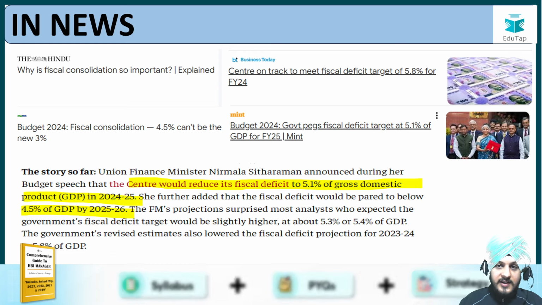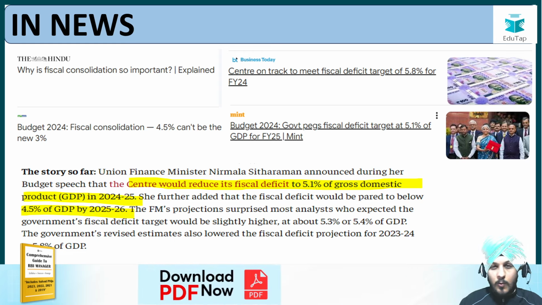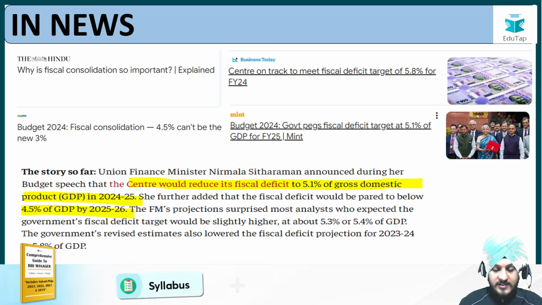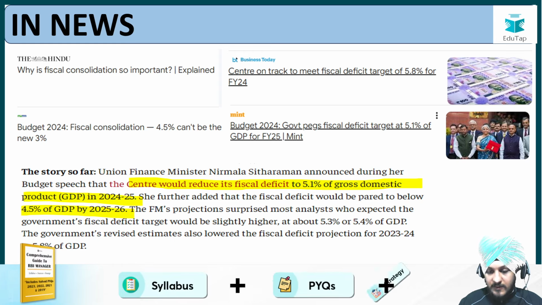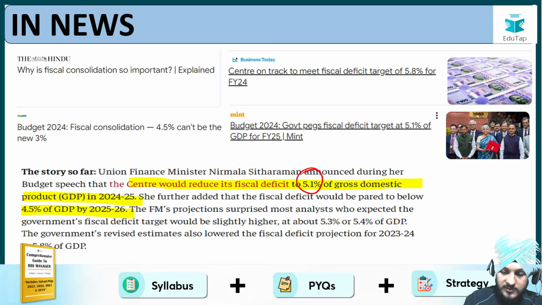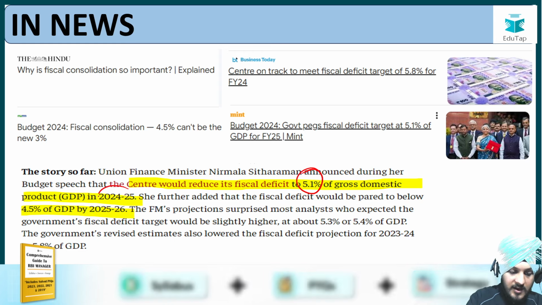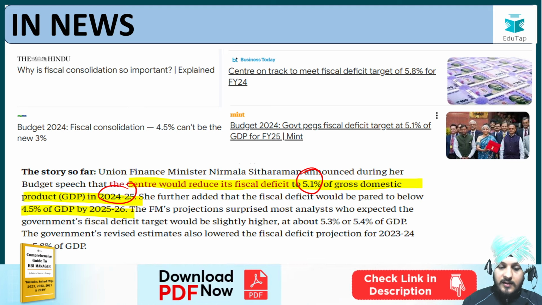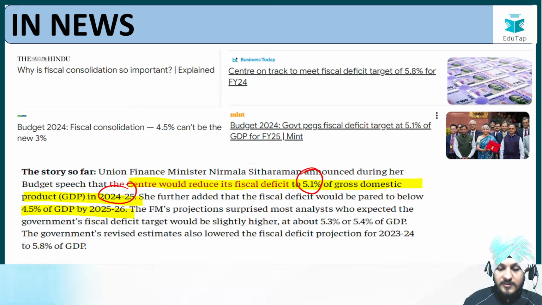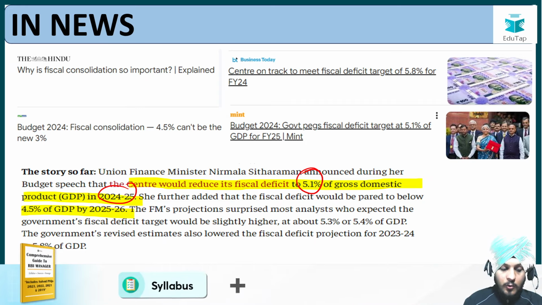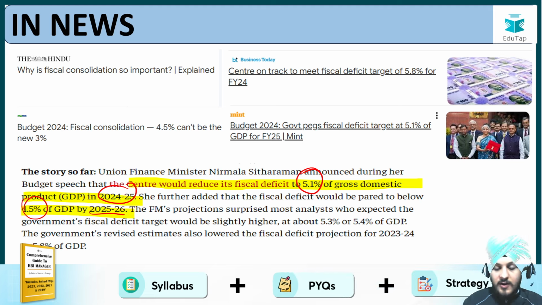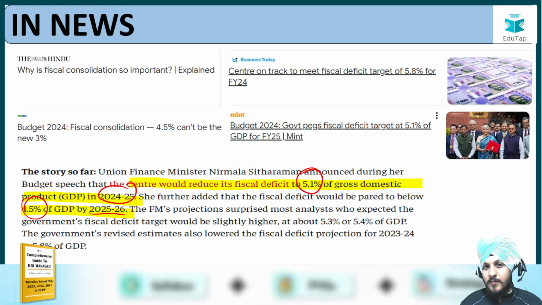So let us understand the context of this topic, why it was there in the news. So in the budget speech, the finance minister announced that the center would reduce its fiscal deficit to 5.1% of the GDP in 2024 to 2025. Then she further added that the fiscal deficit would be brought below 4.5% of GDP by 2025 to 2026.